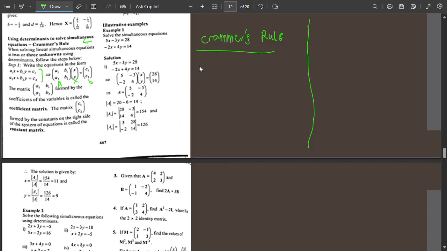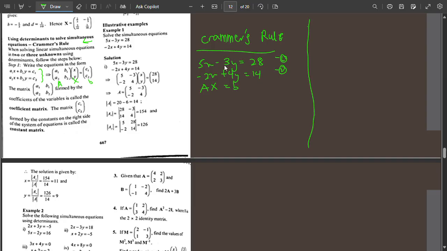So we have one example here. We have two equations: 5x minus 3y is equal to 28, and minus 2x plus 4y is equal to 14. Perfect. So now we have to change this into this form. This is the form we need.